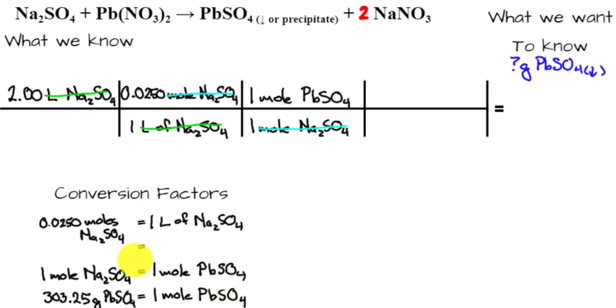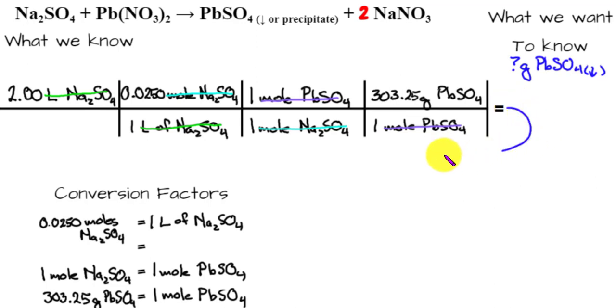And so I want moles to be on bottom. Moles PbSO4. And I want grams, 303.25 grams of PbSO4. I do this so that I can cancel moles with moles, leaving me in the units that I want. Now this becomes a math problem. I'm going to bring it down here so I can do the math much easier.